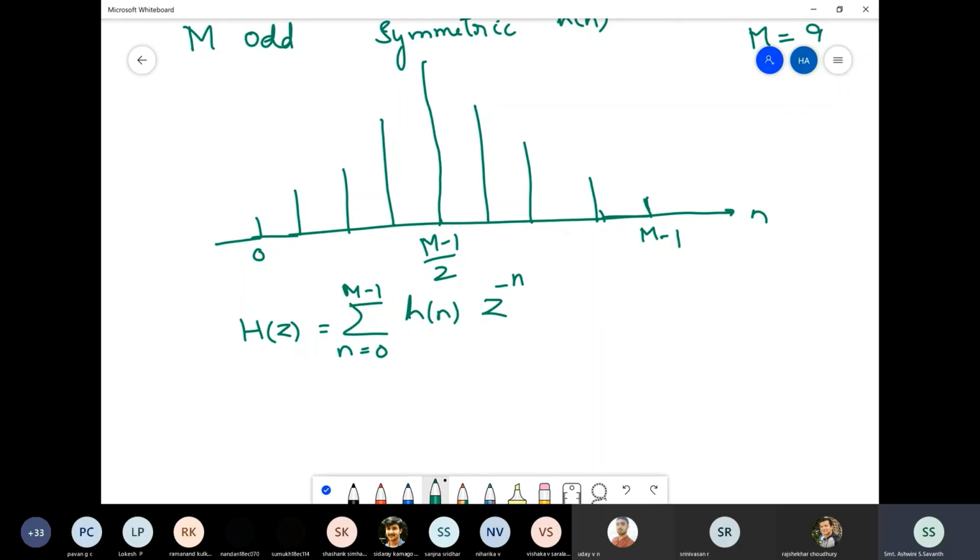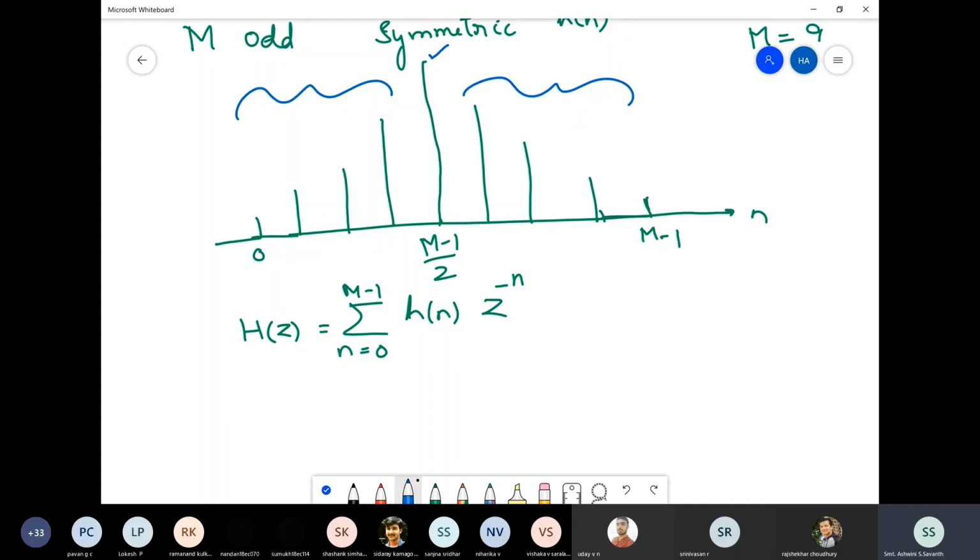Okay. So now what we'll do is we will split the summation. In the m even case, we split the summation into two portions, right? The first half portion and the second half portion. Here exactly you will not have first half and second half because m is odd here, right? So we have this sample, the center sample, that is unique, whereas these samples on the left and these samples on the right, okay, they are symmetric and they are equal.